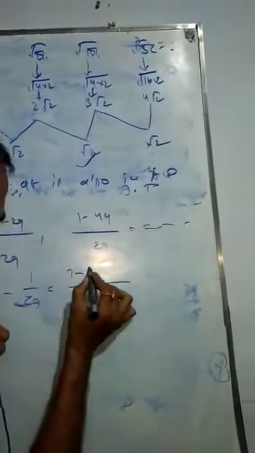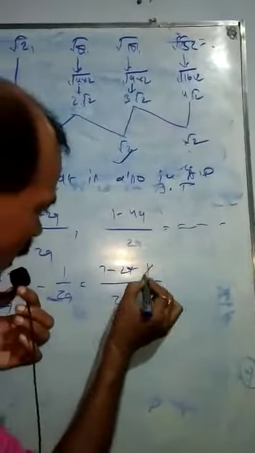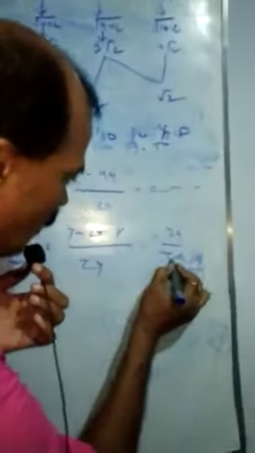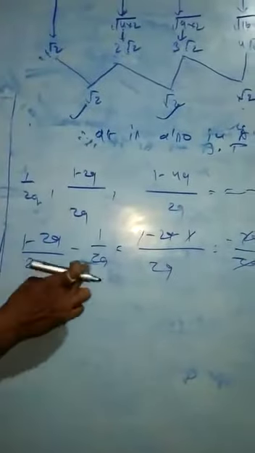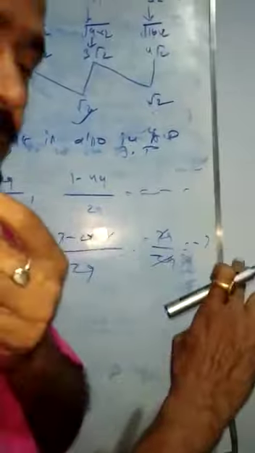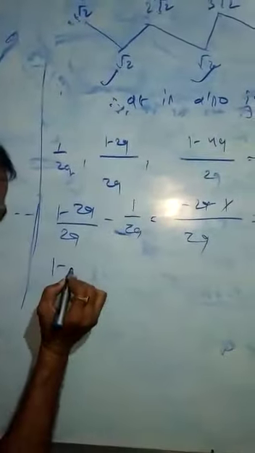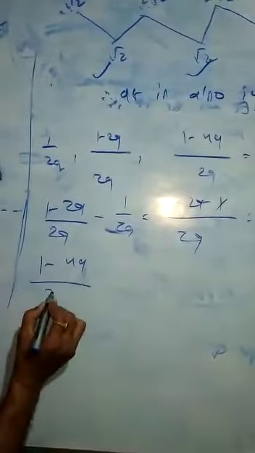So the difference is (1 minus 2q minus 1) by 2q. The 1 is cancelled, leaving minus 2q by 2q. It cancels, equal to minus 1. This is the second minus first, and its value is minus 1. This is the third term. So I will write here, the third term: (1 minus 4q) by 2q.